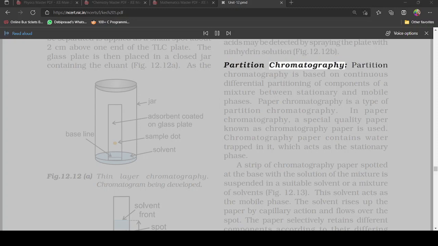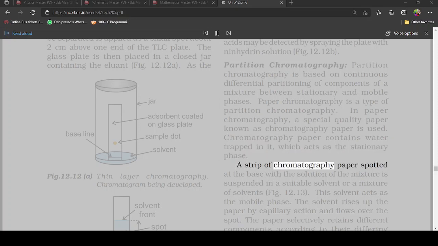Partition chromatography. Partition chromatography is based on continuous differential partitioning of components of a mixture between stationary and mobile phases. Paper chromatography is a type of partition chromatography. In paper chromatography, a special quality paper known as chromatography paper is used. Chromatography paper contains water trapped in it, which acts as the stationary phase.